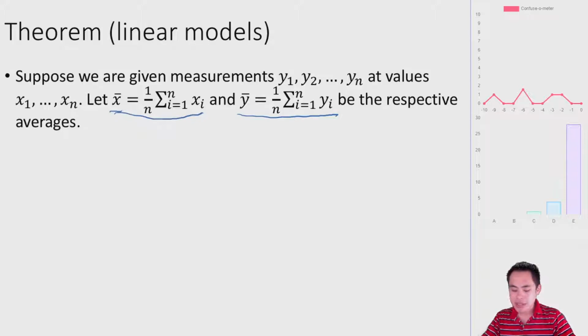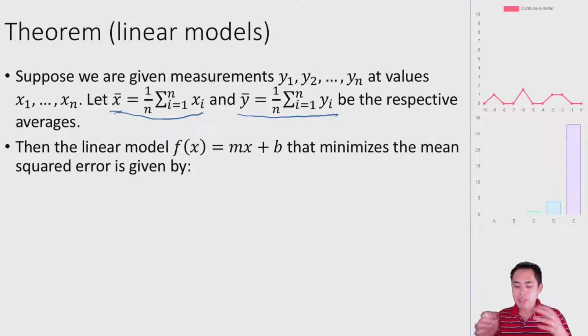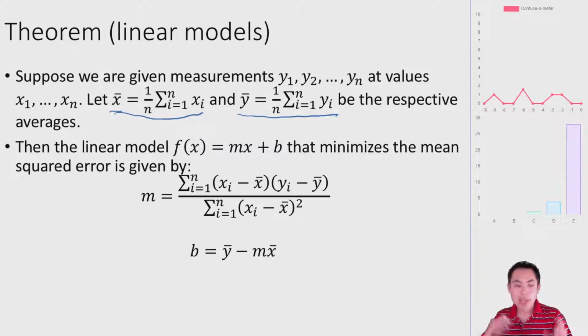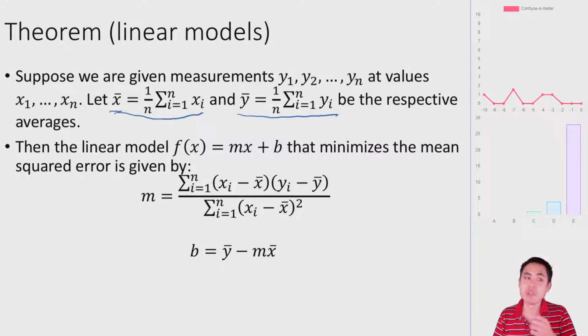Then the linear model that minimizes the mean squared error is given by this somewhat ugly formula, but it actually makes a lot of sense. It's all the deviations from the averages multiplied together on top, and just the square of the x deviations on the bottom, for your slope. And your intercept is equal to y bar minus m x bar. It looks a little ugly, but it's straightforward to plug in values, find the averages, and sum everything up. So this is something you can program a computer to do.